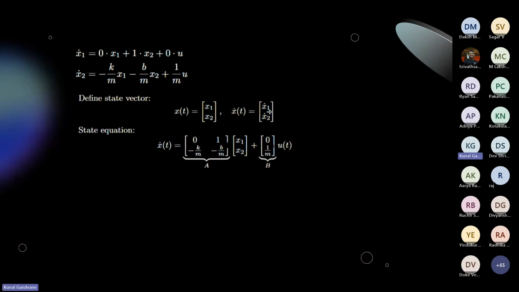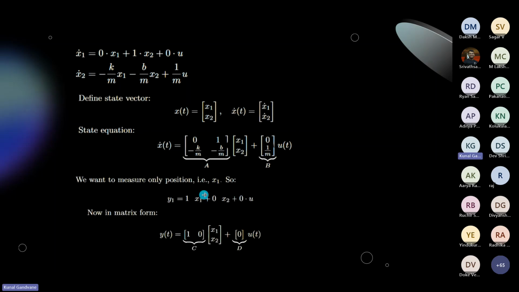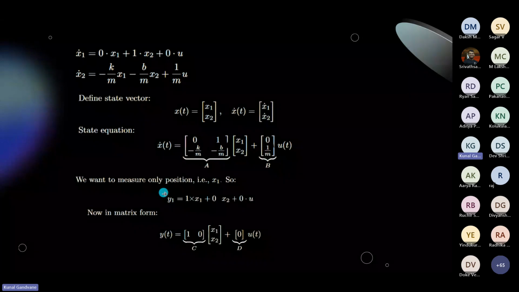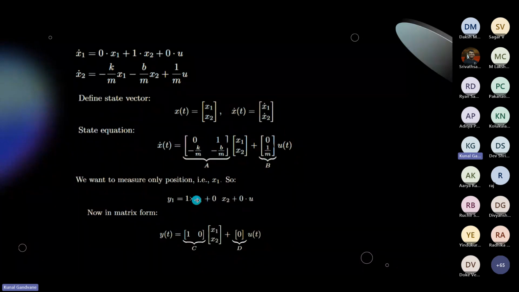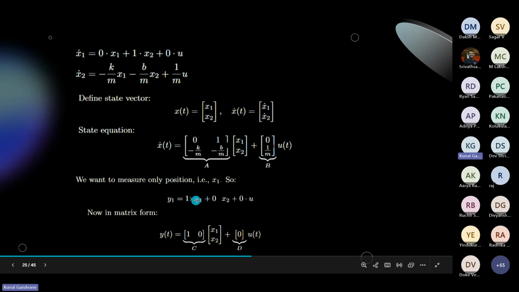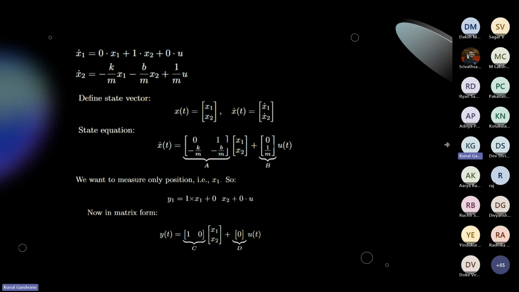So this is how we make our first equation. And for the second equation, we will do a similar thing. For y1, we need the output. We need the output as position because in a spring damper system, we are interested in position only. And it's simple: 1 times x1, since x1 is position. So we put 1 here, and then 0 here. So this is how we derive the second equation of the state space representation.